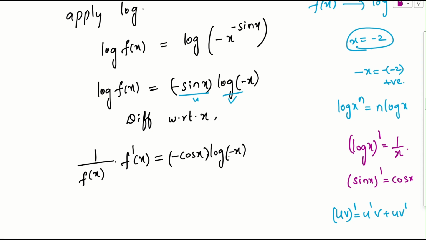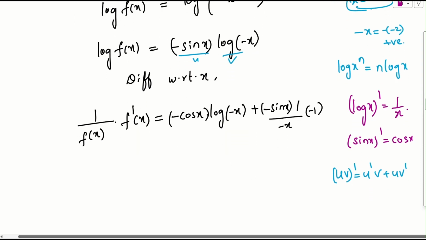So what we can do here, this is nothing but, plus minus sin x as it is, times the derivative of log of minus x. What is the log x derivative? Log x derivative will be 1 by x. Is it okay? So I'll be applying the same 1 by x here. 1 by x means 1 by minus x here, and minus x derivative will be minus 1. Is it okay?